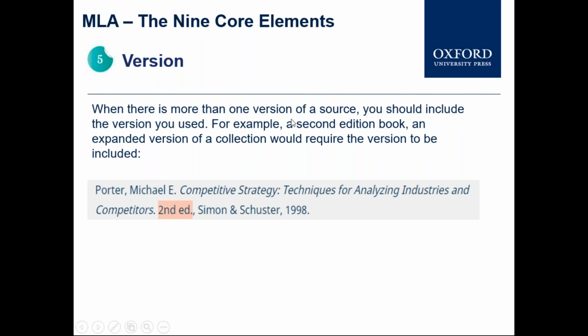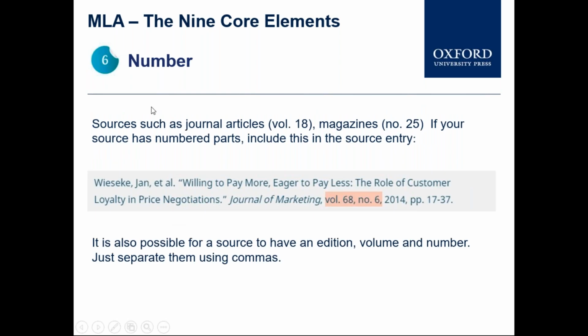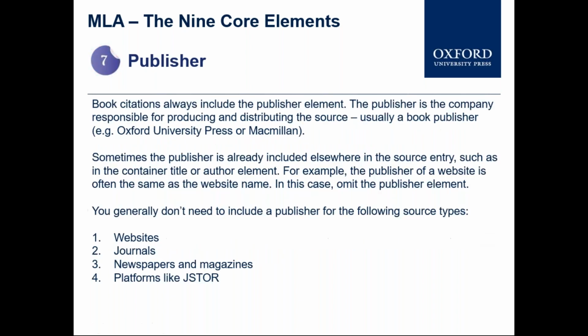Version usually comes from which edition of a book it is. You just need to look at that. Numbers come from journal articles. It will tell you volume so and so, number 6, and which year it was published. So if it has an edition, volume, and number, just separate them using a comma.